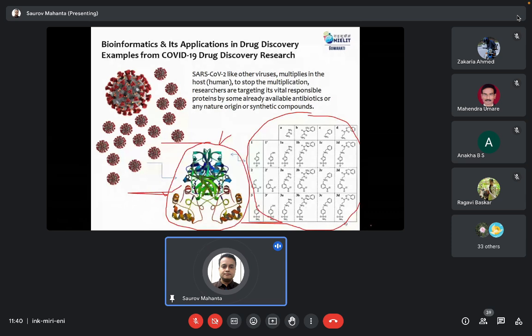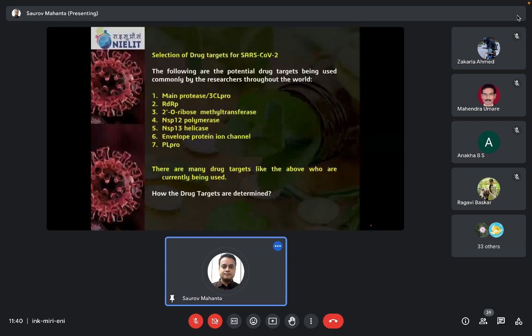Three-dimensional structure will be required for both protein and the ligands. So in case of the SARS-CoV-2, again I am coming back to that, the following are the potential drug targets being used commonly by the researchers throughout the world. One is main protease, there is 3CLpro, PLpro, RdRp, 2'-O-ribose methyltransferase, so on and so forth.